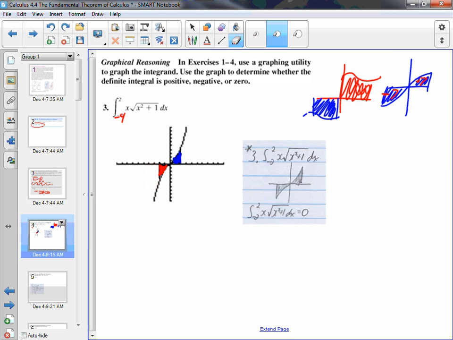So by looking at the graph, it appears there's the same amount of region above and below the x-axis. But if I recognize this as an odd function, one that's symmetric to the origin, then I know there's the same amount above and below the x-axis.